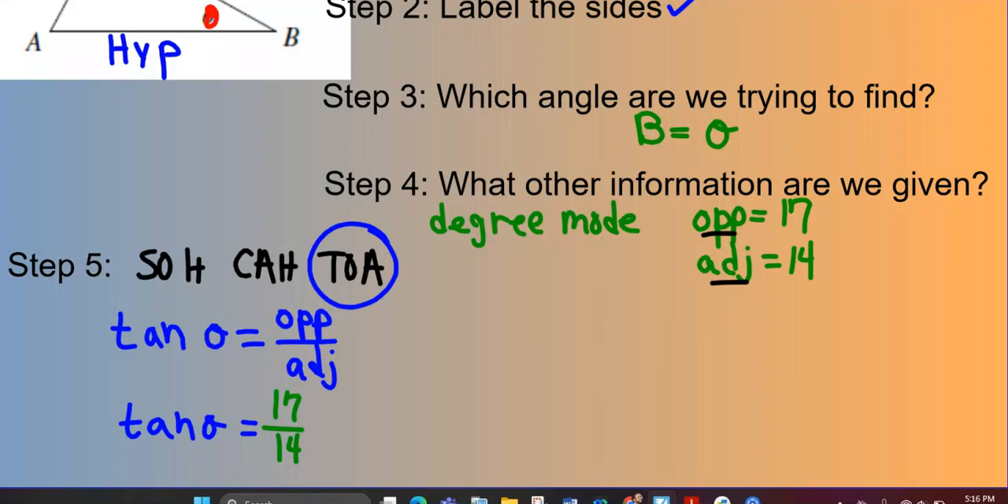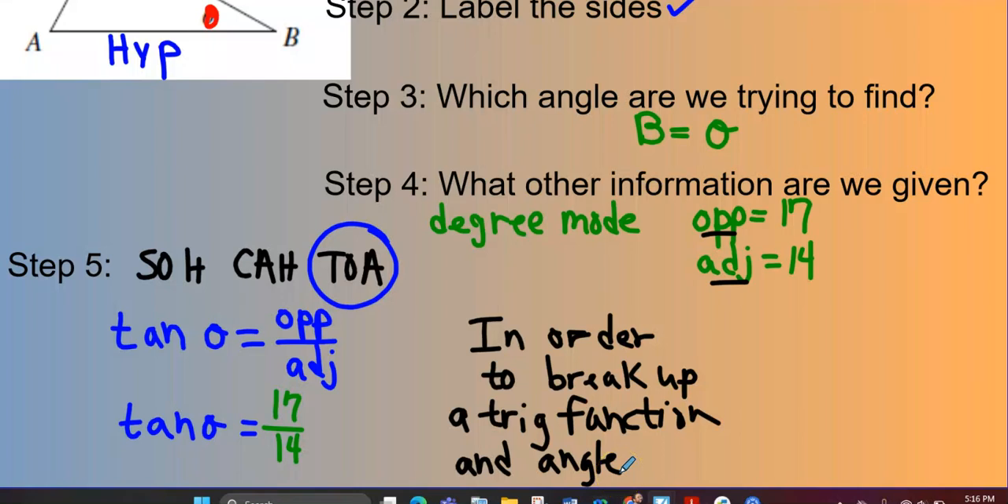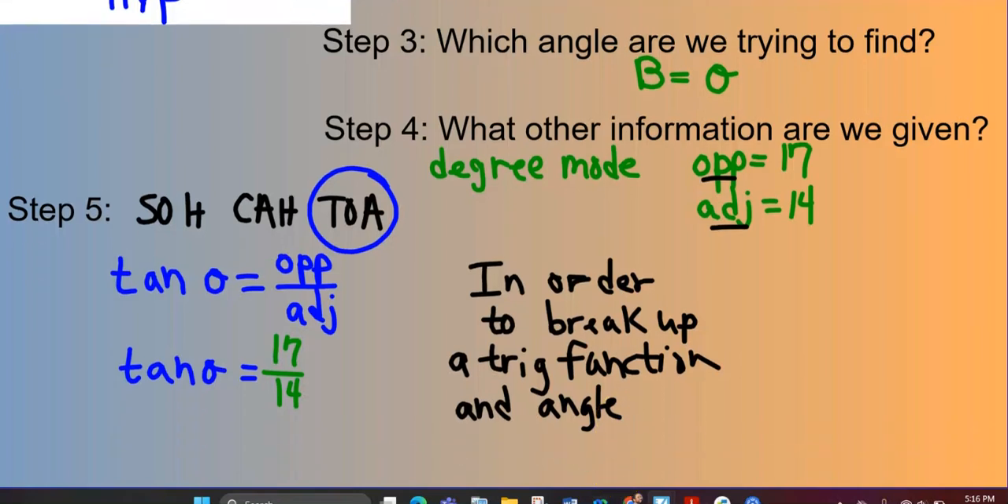So in order to break up an angle and a trig function, I'm going to write down the words, so write it down on your paper. In order to break up a trig function and an angle, you have to do the inverse.